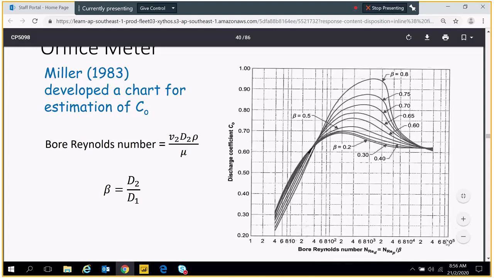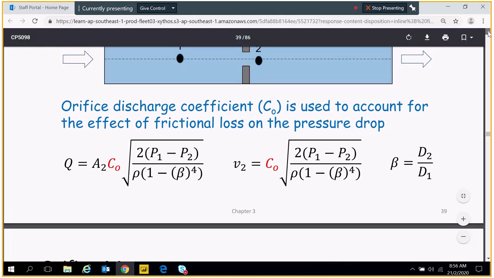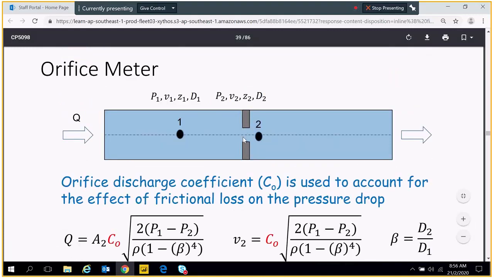It's beyond the chart, at 500,000 and 1 million, so it's at the extreme right-hand side. But you need to calculate the Reynolds number, and it's based on V2. Remember this. Where's the V2? V2 is here. It's based on this V2, and this is based on D2.